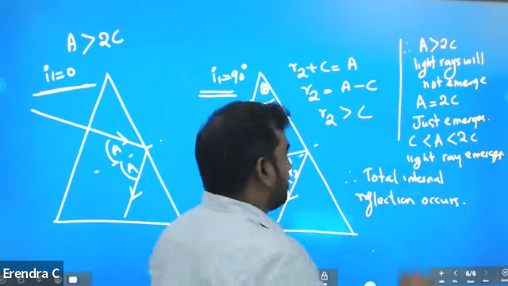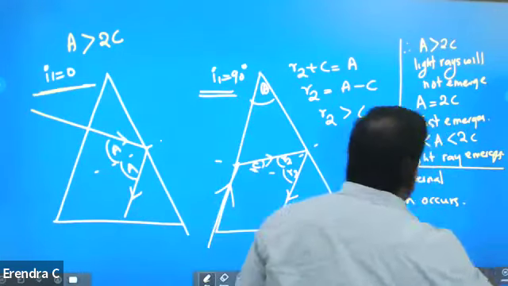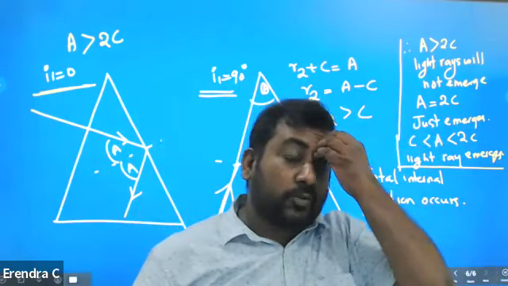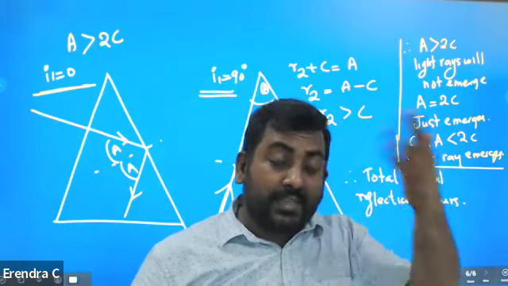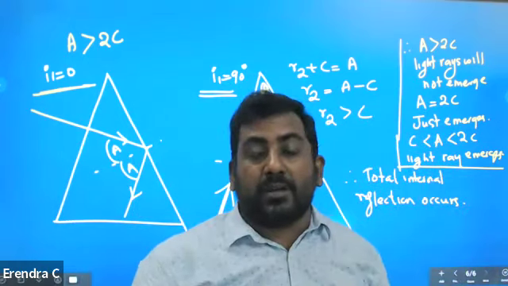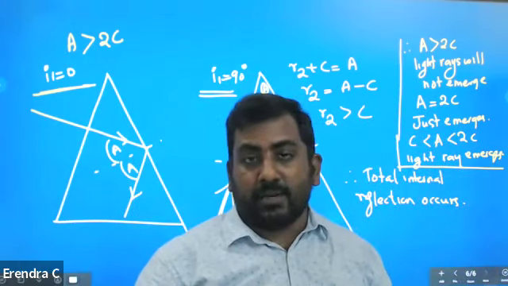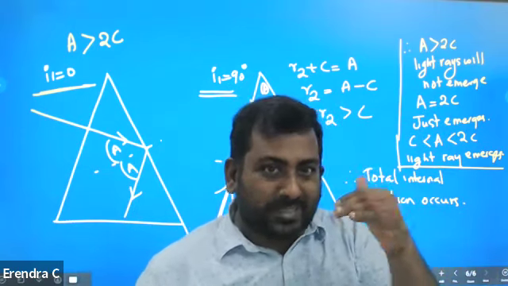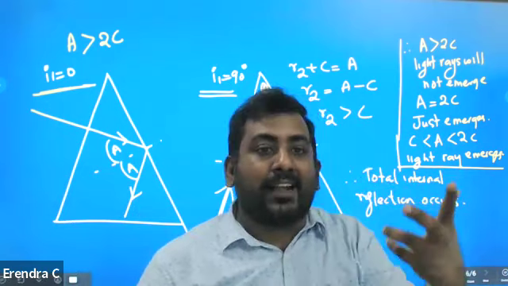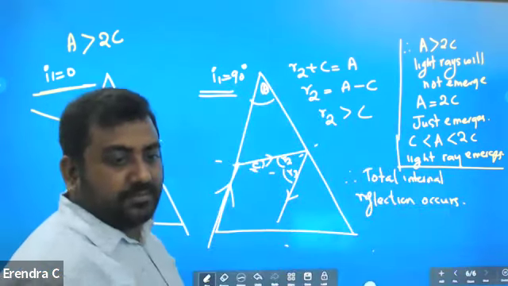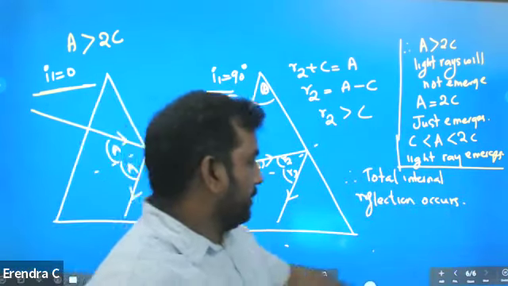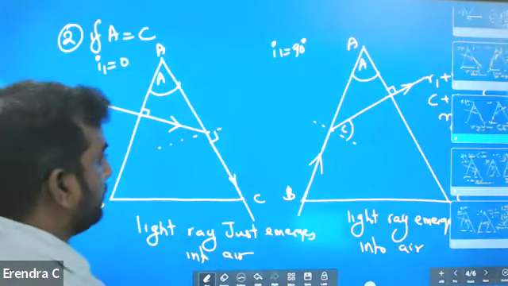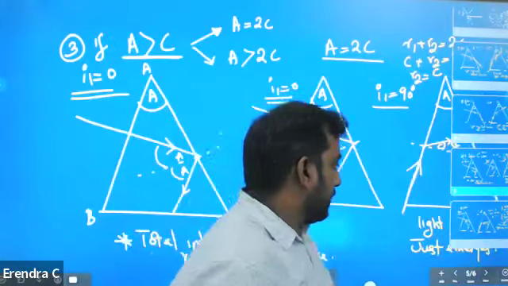Right, so that's how it takes place. Is it clear? Understood. So when A is larger than C and I equal naught, it won't emerge, but at I equal 90, it can emerge. Between C and 2C, light will emerge. Equal to 2C, it just emerges. Greater than 2C can never emerge. Clear? Okay, let's write. I'm sure we wrote this next one.